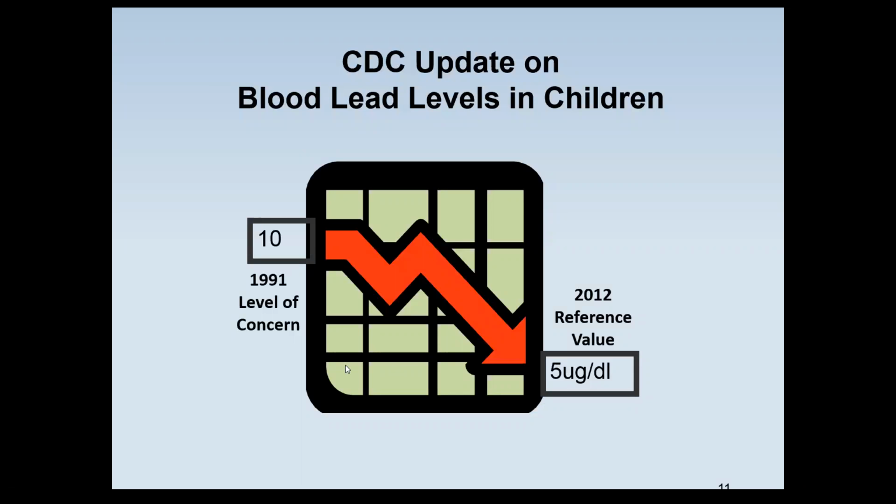CDC lowered the level of concern from 10 micrograms per deciliter to 5 micrograms per deciliter. It was reduced because CDC, through its studies, came to the conclusion that 5 micrograms per deciliter can still affect and have severe consequences in our children. So this is the new blood level that we are using to determine the exposure of a child to lead.